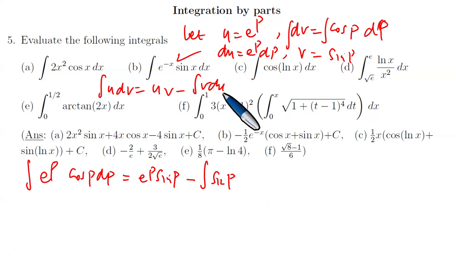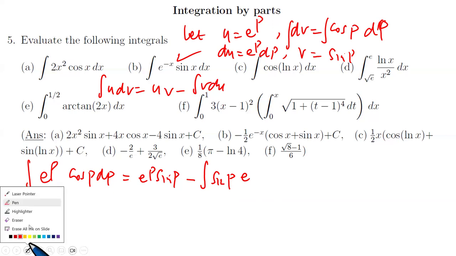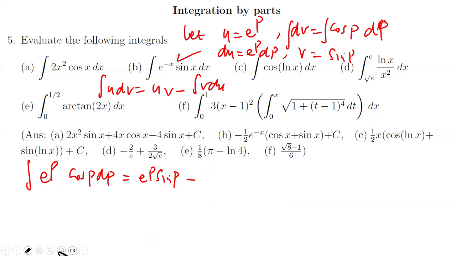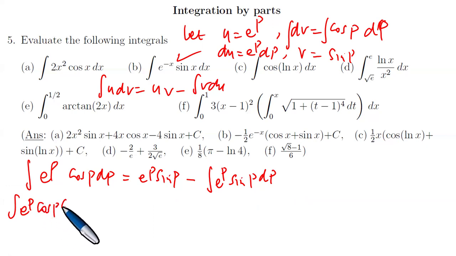v du. du is actually e to the p dp. You can write it as e to the p; normally we write the e first. So it is the integral of e to the p, and we can see the v, e to the p, and the v is the sine of p, dp. We do it again. We have e to the p cosine p dp, e to the p sine p minus. It's the same thing, this thing.